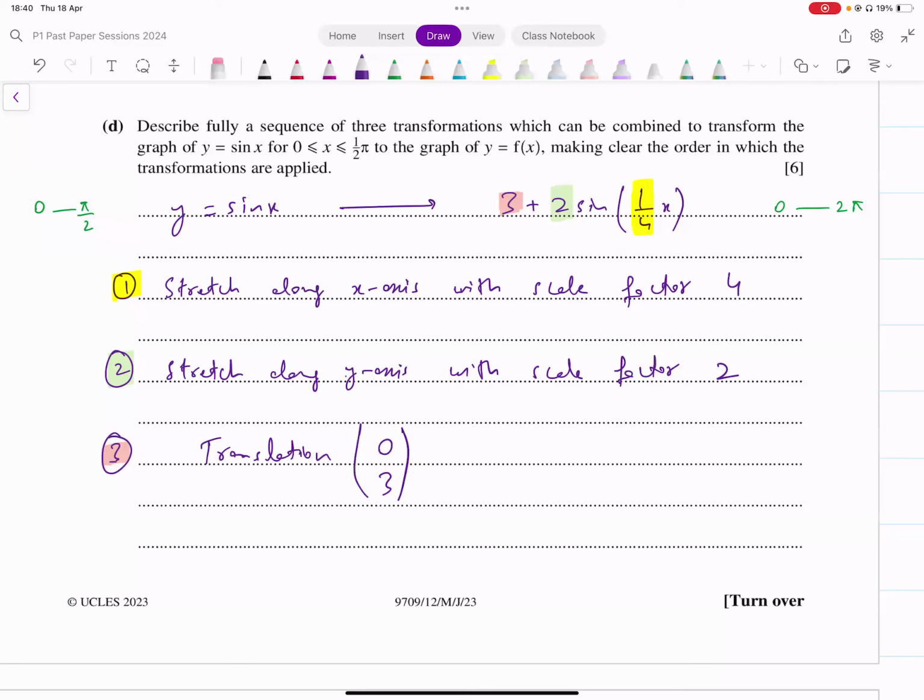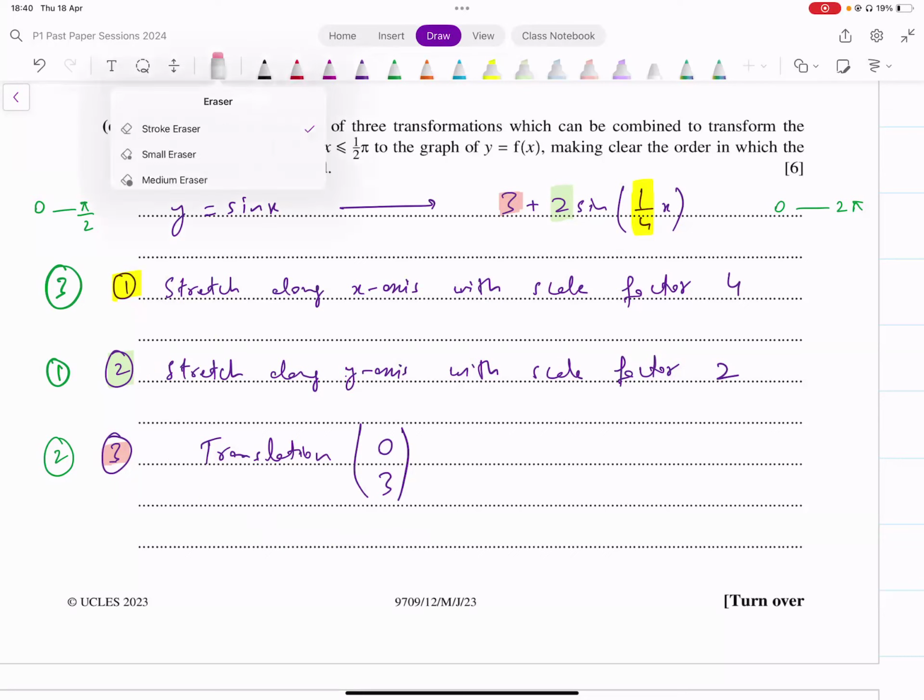All right. These are 3 transformations in the correct order. This is one possible order. You could also do vertical transformations first and then the horizontal transformation, with the stretch along x-axis at the end. That's also fine. But between vertical stretch and vertical translation, you have to do stretch first and translation second.